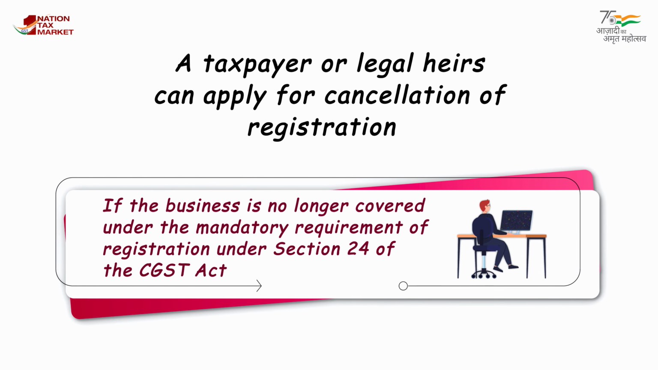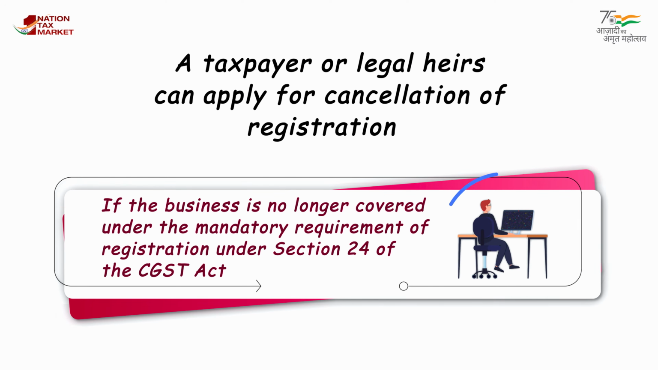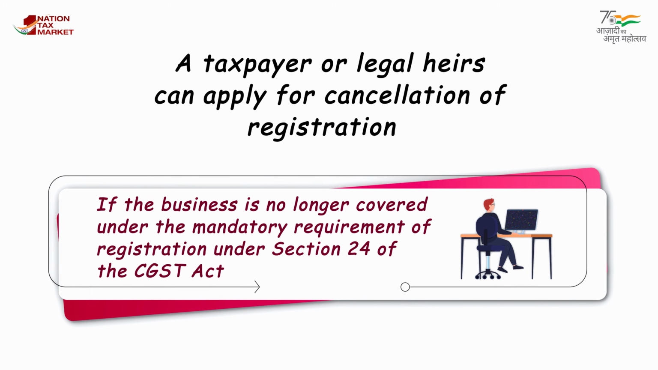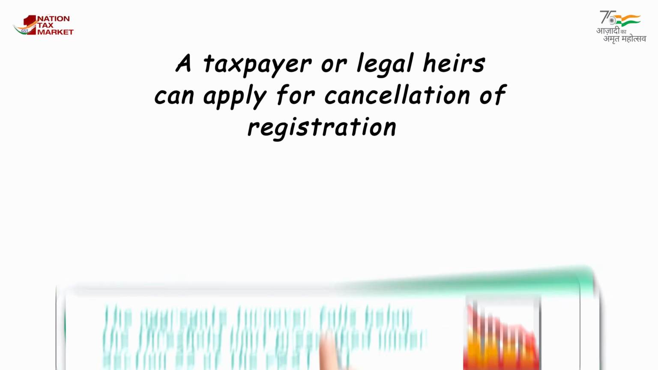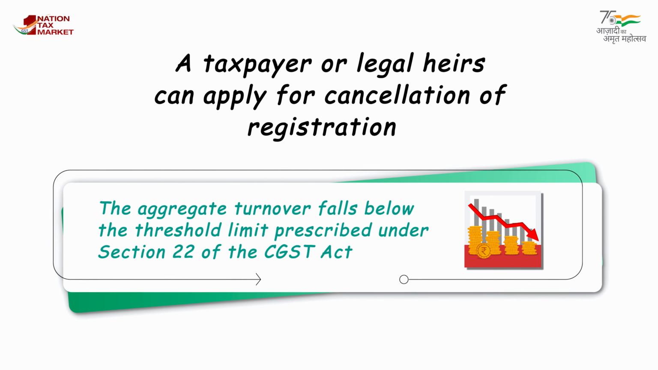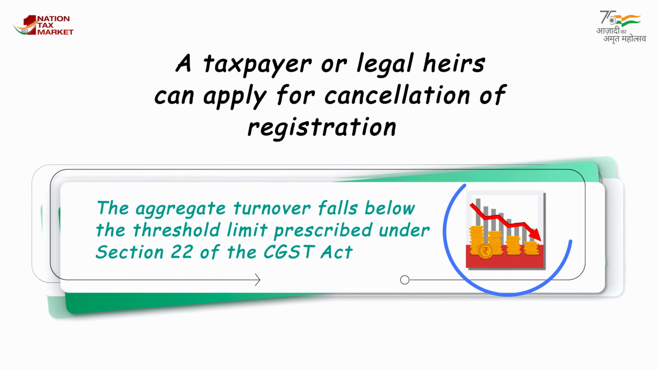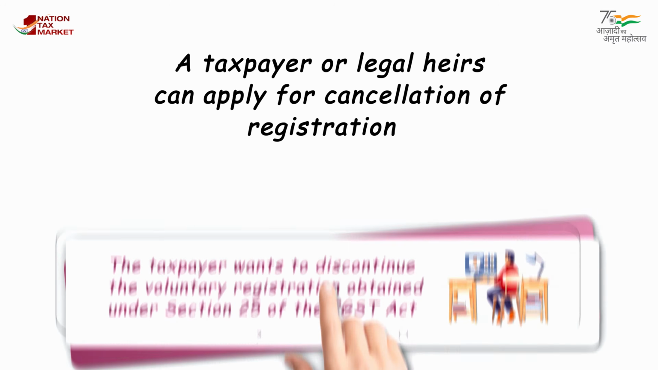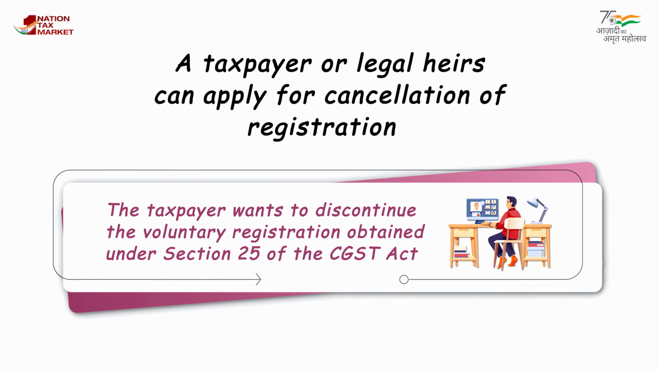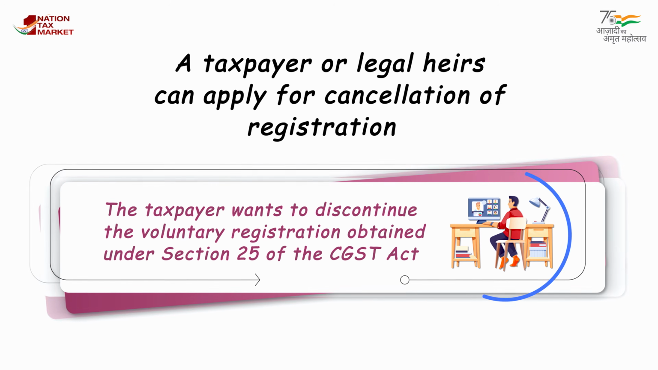If the business is no longer covered under the mandatory requirement of registration under Section 24 of the CGST Act, the aggregate turnover falls below the threshold limit prescribed under Section 22 of the CGST Act. The taxpayer wants to discontinue the voluntary registration obtained under Section 25 of the CGST Act.